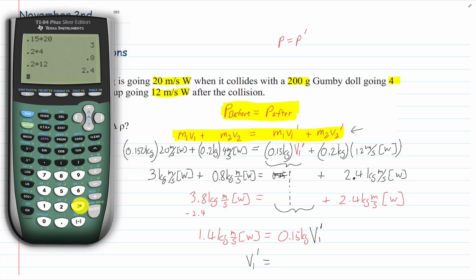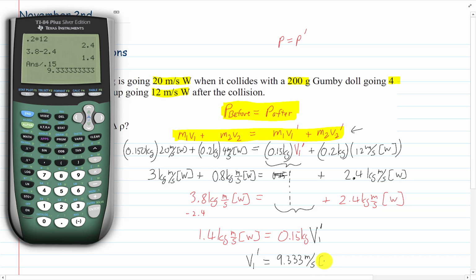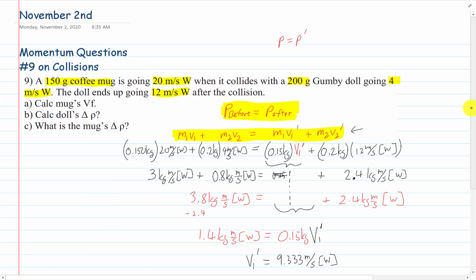So it'll be 3.8 subtract the 1.4 above, and then we divide that by 0.15, and we get the velocity of 9.333 meters per second west. Okay, that's a lot of work for that question.